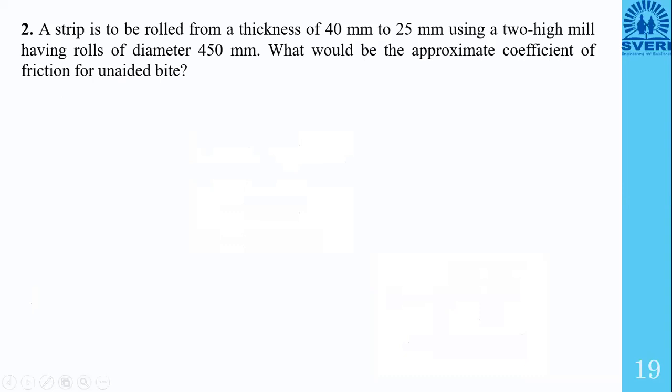A strip is to be rolled from a thickness of 40 mm to 25 mm. So the thickness reduction is given. Ti is given to you: Ti is 40 mm, Tf is 25 mm. Using a two high rolling mill having a roll diameter of 450 mm. So the roll diameter is given to you. What should be the approximate coefficient of friction for unaided bite? So we have to calculate here the mu value, the coefficient of friction.